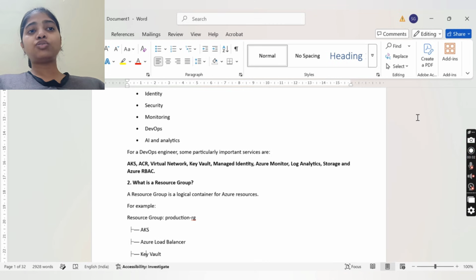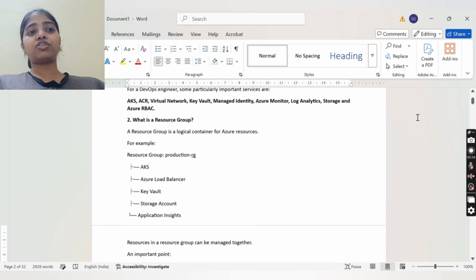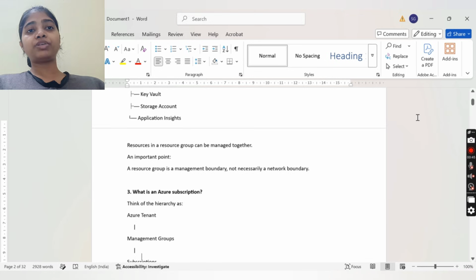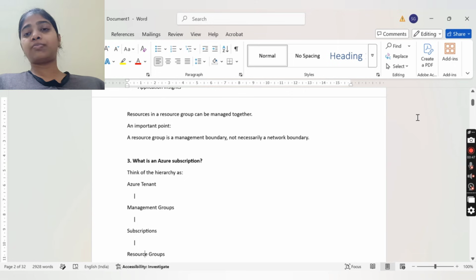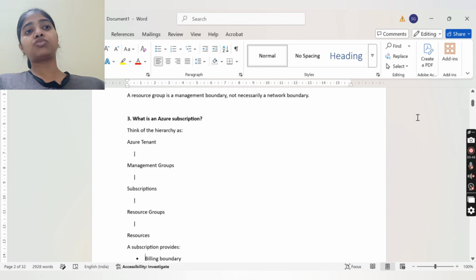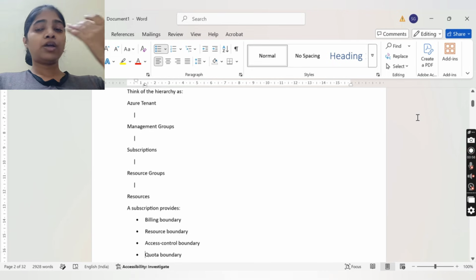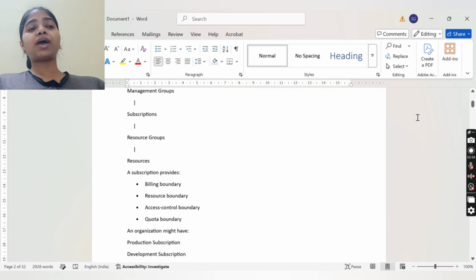So, what is a resource group? A resource group is a logical container for Azure resources. There are different resource groups that you can create for different environments, for different teams. It's like a management boundary. Then, what is an Azure subscription? There is a hierarchy: tenant, management group, subscription, then resource group, and under the resource group we have resources. So a subscription provides a billing boundary, resource boundary, access control boundary, and quota boundary.